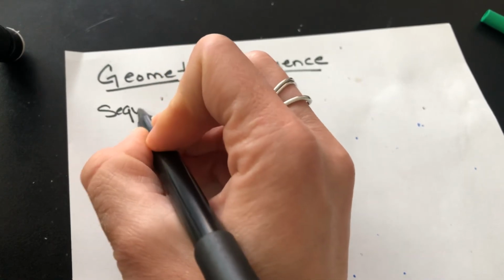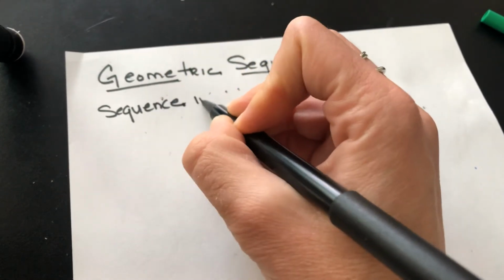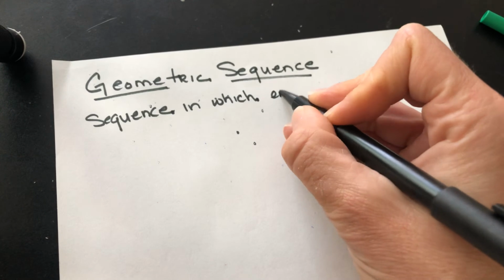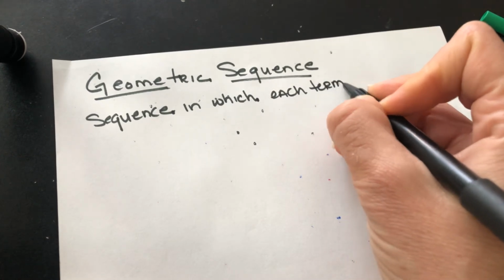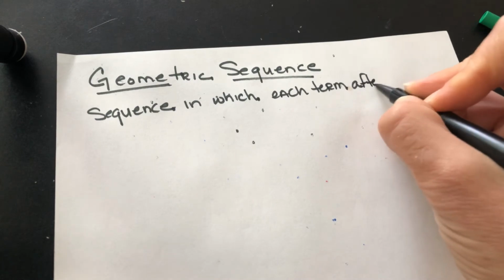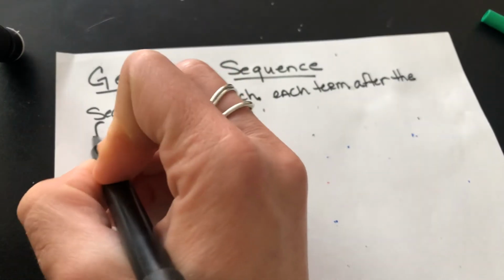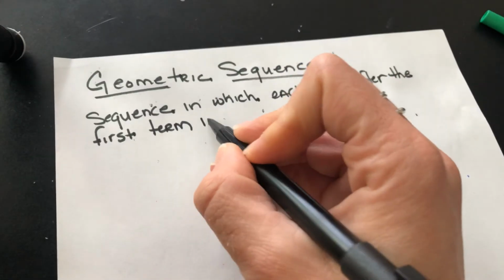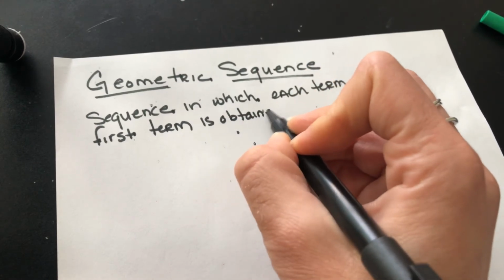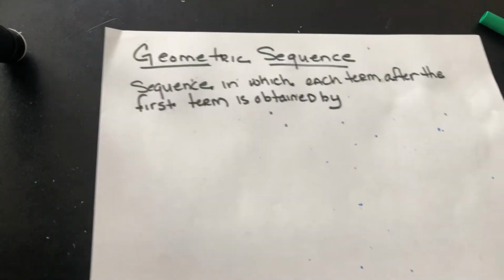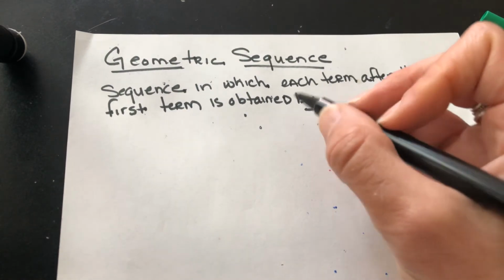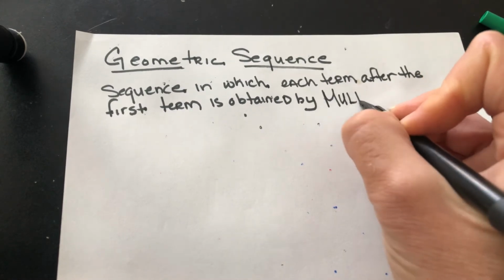It is going to be a sequence in which each term, again, after the first term is obtained by. Now, just so you understand the huge difference, the other time when I talked about arithmetic, I told you it was obtained by a common difference and by adding or subtracting. This one is obtained by multiplying.